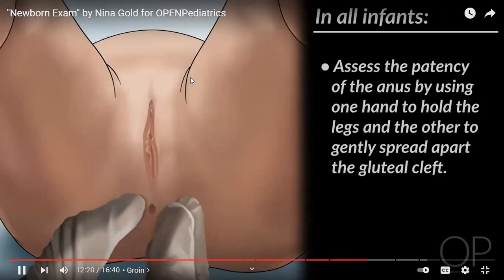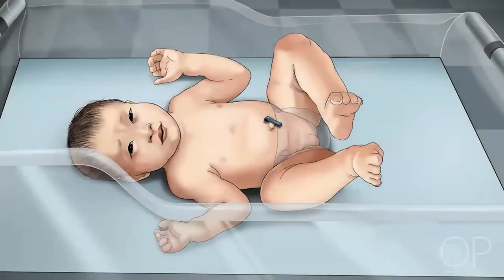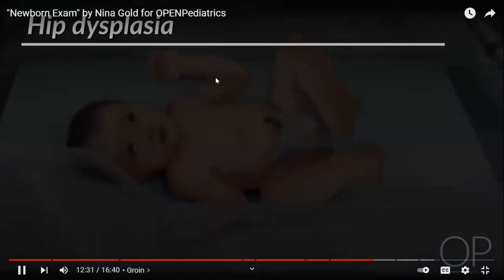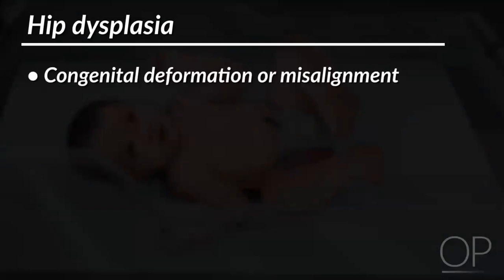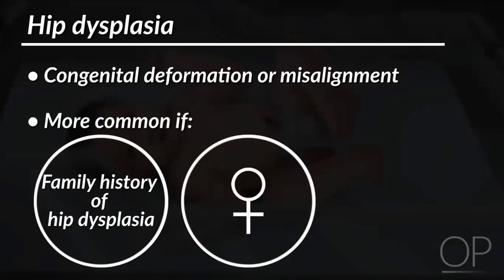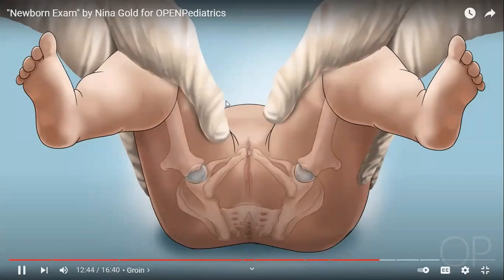In all infants, assess the patency of the anus by using one hand to hold the legs and the other to gently spread apart the gluteal cleft. Replace the infant's diaper. You will now assess the infant's hips to test for hip dysplasia. Hip dysplasia is a congenital deformation or misalignment of the hip joint and is more common in infants who have a family history of hip dysplasia, are female, or who had a breech presentation in utero. Assess the hips one at a time using two maneuvers.